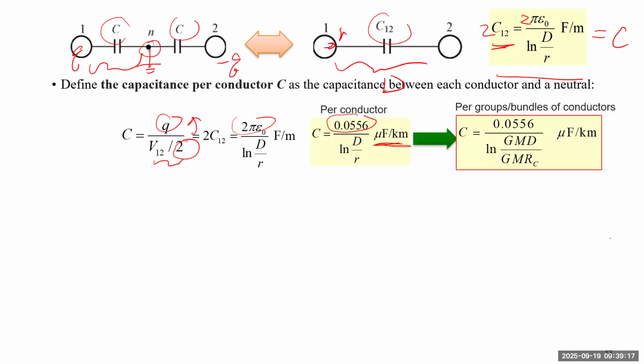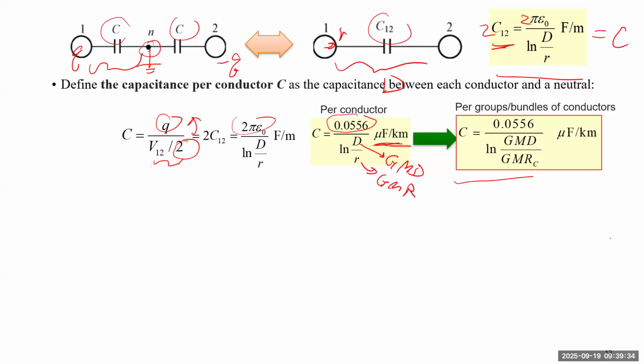Okay, so based on our experience finding the inductance for a bundled conductor, we know we only need to change the D to GMD and R to GMR, right?